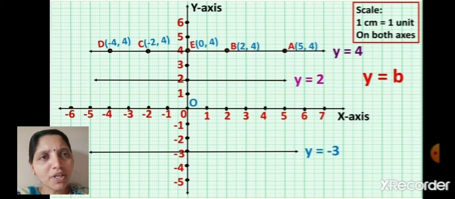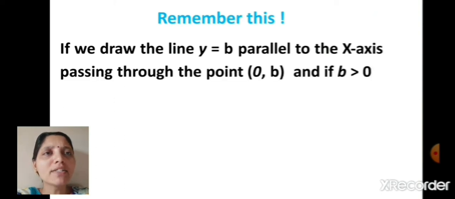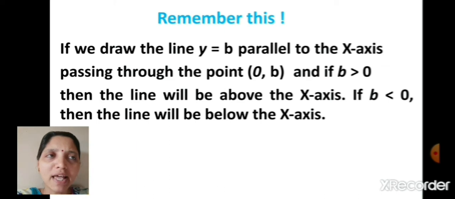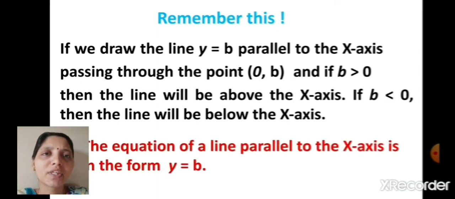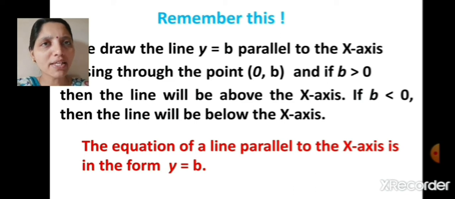So what you have to remember here is, if we draw a line y is equal to b parallel to the x-axis passing through the point (0, b), and if b is greater than 0, then the line will be above the x-axis, and if b is smaller than 0, then the line will be below the x-axis. The equation of a line parallel to the x-axis is in the form y is equal to b. Okay. Now let's see the equations of lines parallel to the y-axis.